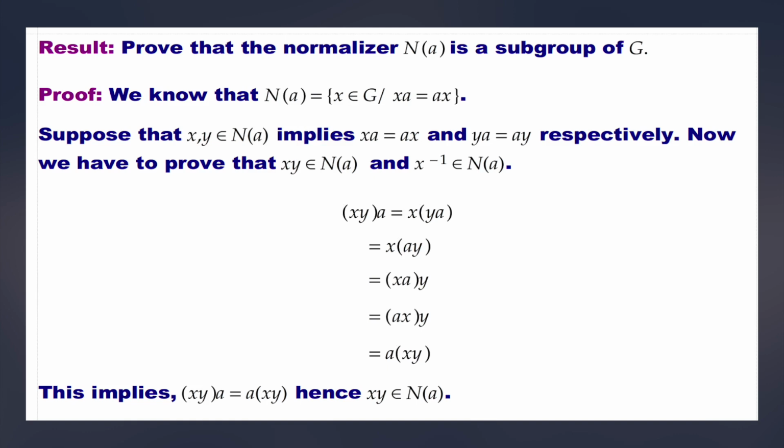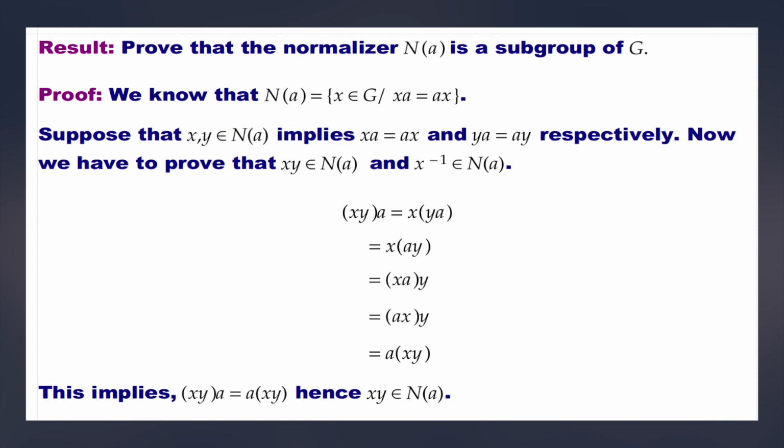The proof. We know that the normalizer of a is equal to the set of x in G such that xa is equal to ax. Suppose that x, y in N(a), which implies xa is equal to ax and ya is equal to ay respectively. Now we have to prove that xy is in the normalizer of a and x inverse is in the normalizer of a. Now we will prove xy is in N(a).